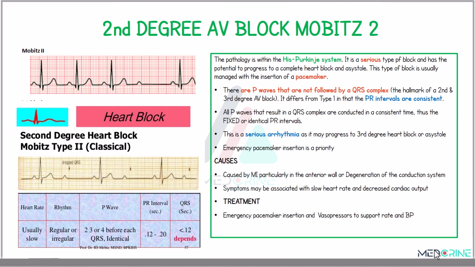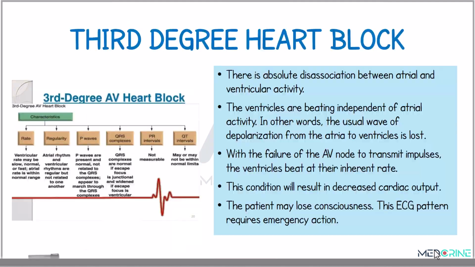The third degree atrioventricular block is a type of complete heart block where there is absolute dissociation between the atrial and the ventricular cardiac activity. The ventricles are beating independently of the atrial activity. In other words, the usual wave of depolarization from the atria to the ventricles is completely lost. That's why we call it a complete heart block.